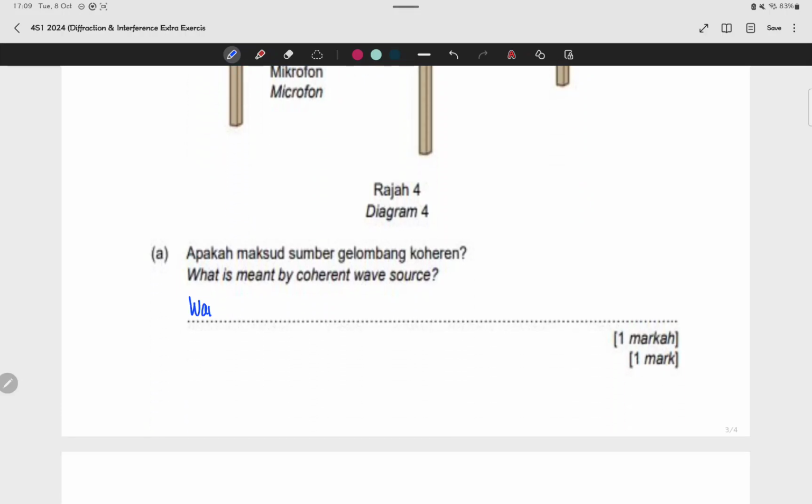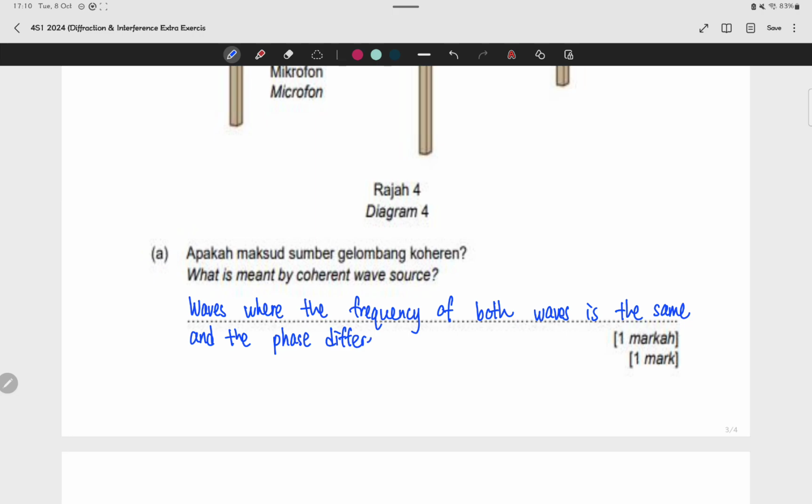So, coherent wave source is waves where the frequency of both waves is the same and the phase difference is constant. Okay, what does it mean by phase difference? Let's say, for example, at 1 second both waves are at crest. So at the 3rd second both waves are at trough. And then 5th second crest. So that is what we call constant phase difference.